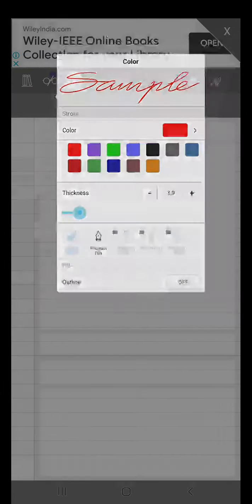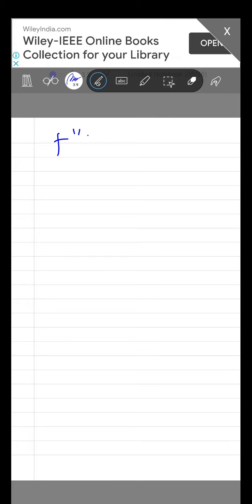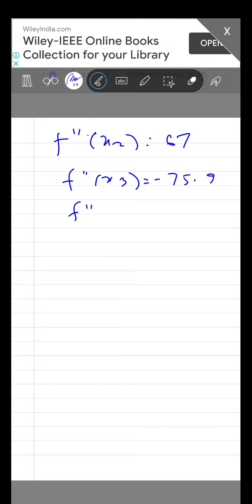We obtain f double differentiation x2 is equal to 67, f double differentiation x3 is equal to minus 75.9, and f double differentiation x4 is equal to 50.5. So now we will get the equations. That means we'll get the cubic splines.